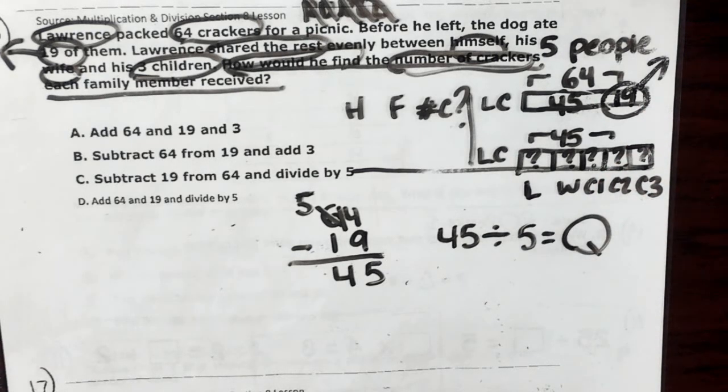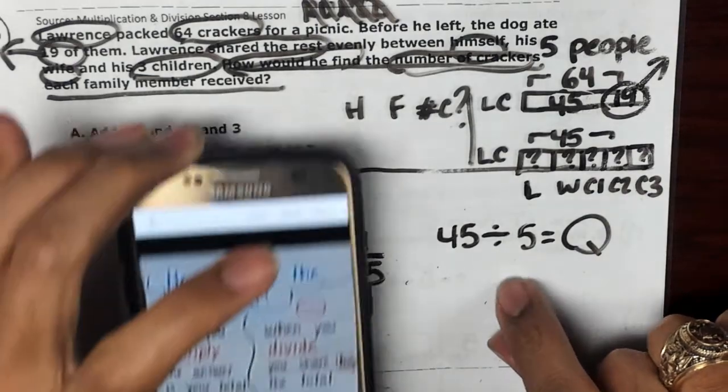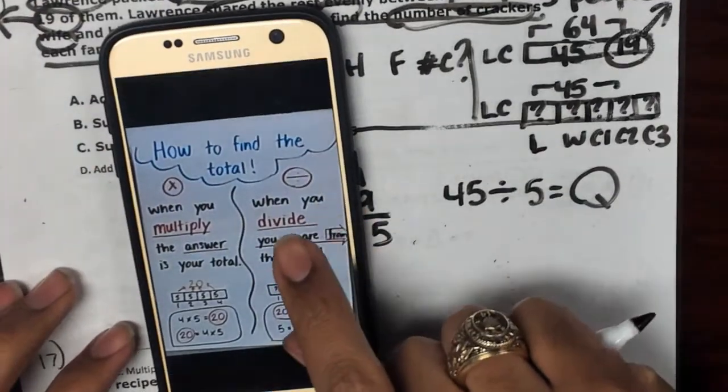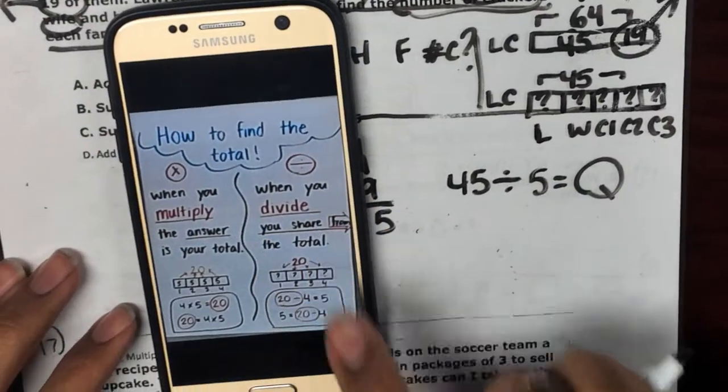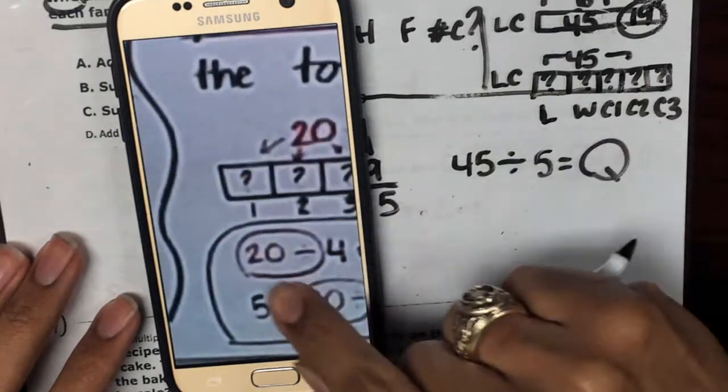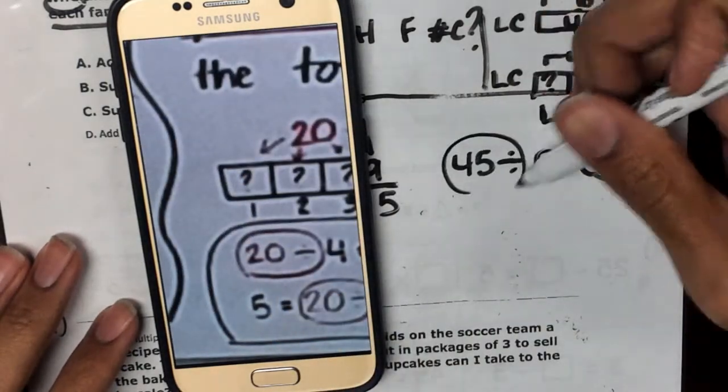Now for this kind of problem, you can use multiplication to help you. So let's look at our anchor chart again for how to find a total. This is division. So look on the division side. When you divide, you share from the total. The total is right in front of the division symbol, so I'm going to circle that.